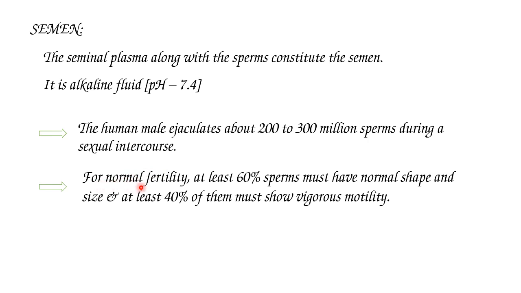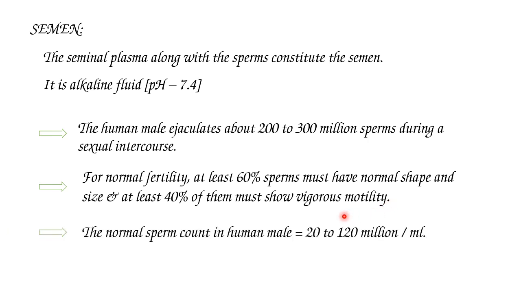For normal fertility, at least 60% of sperms must have normal shape and size, and at least 40% of them must show vigorous motility. The normal sperm count in a human male is 20 to 120 million per ml.